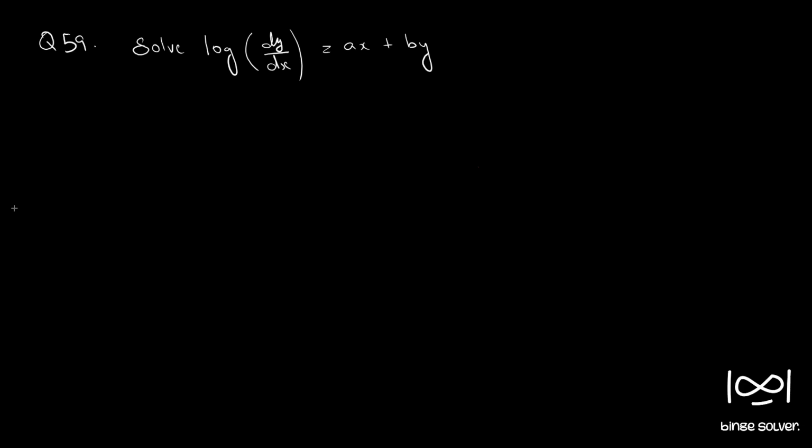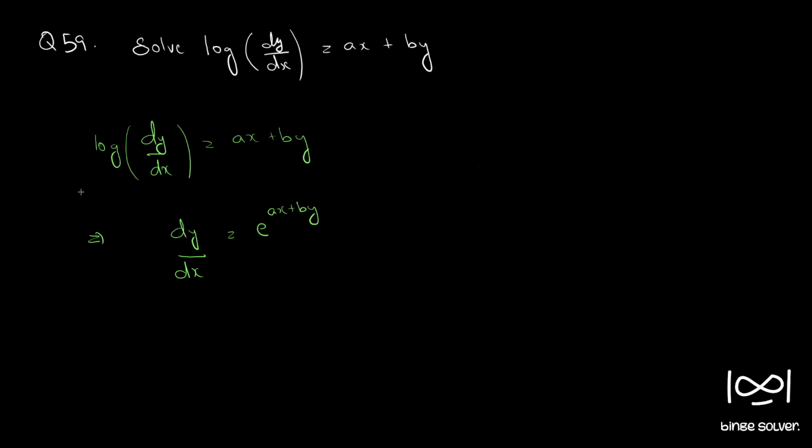Question 59. Solve log dy by dx equal to ax plus by. So given log dy by dx is equal to ax plus by, we can write, if we take e to the power on both sides, dy by dx becomes e raised to ax plus by.